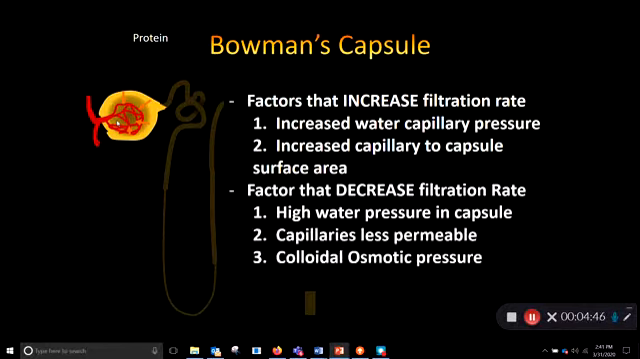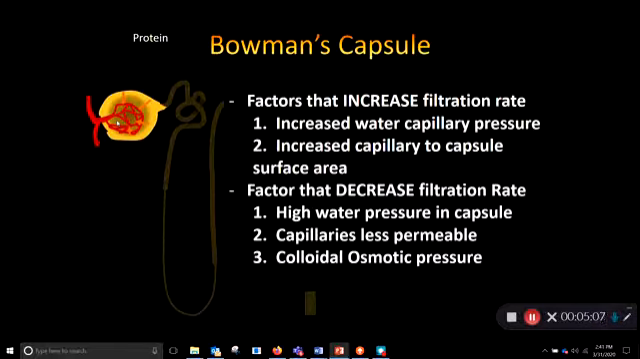A couple of others: if the capillaries are less permeable, you seclude it, you decrease that, or you don't permit certain things out, yeah, that's going to affect it. And finally, there's something called colloidal osmotic pressure. That's just the proteins and other hydrophilic substances' capability of holding on to water.